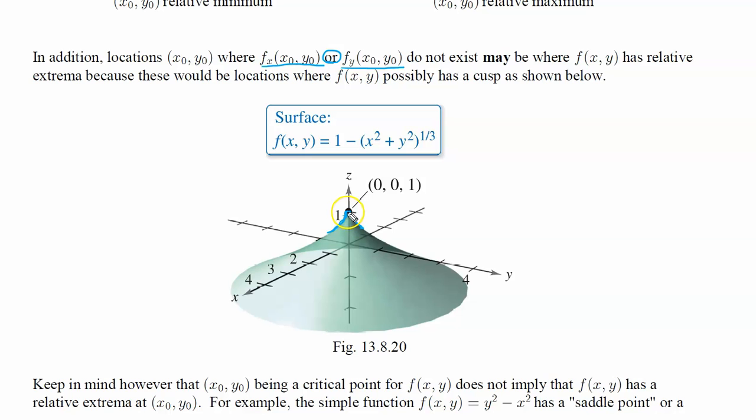Now in this picture, both f of x and f of y would not exist because you have a cusp in any direction at that point. Okay? So in other words, wherever you have a cusp, that's where one or both of your partials may not exist. And you can see you have a relative maximum at that point.